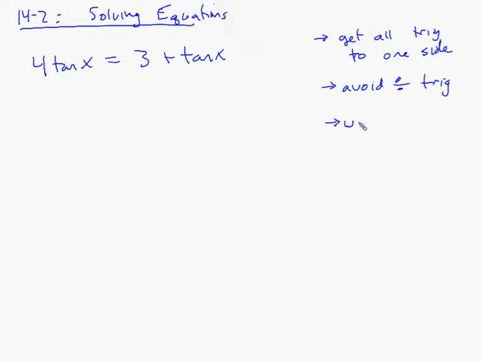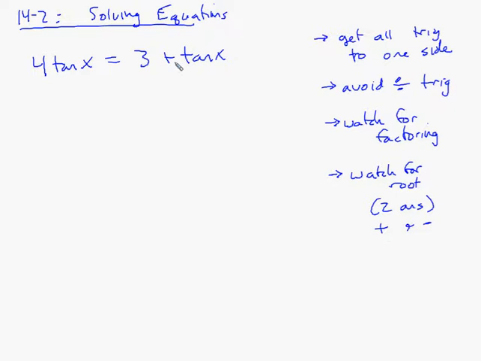We want to watch for factoring. Factoring is fair game. That said, we also want to watch for roots, because if we take a root, we have two answers, the plus version and a minus version, which adds to the number of answers that we have so far. So in this example, our first step would be to get the trig to one side. It seems that the left-hand side would make sense, so I'll subtract the tan x. And 4 minus 1 is 3, so I get 3 tan x.